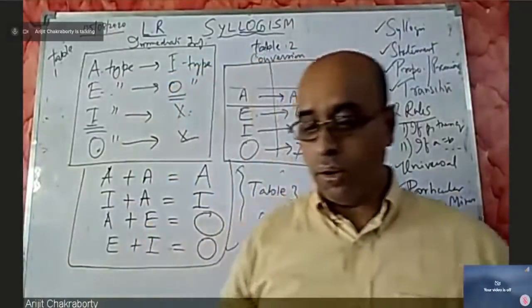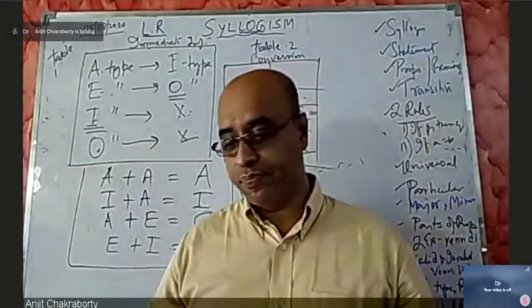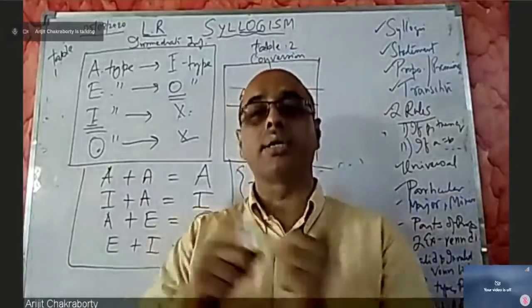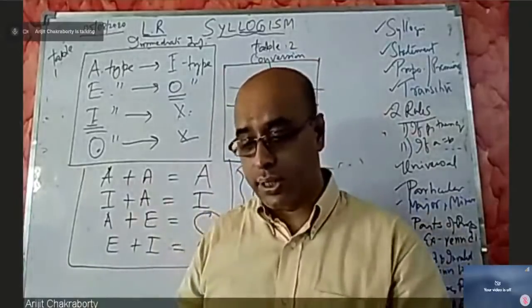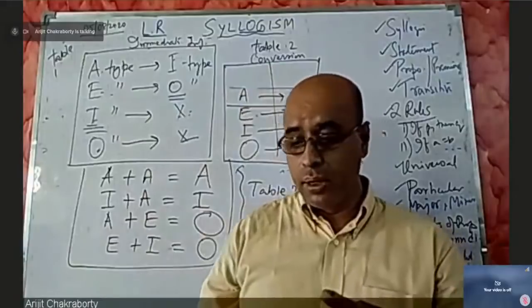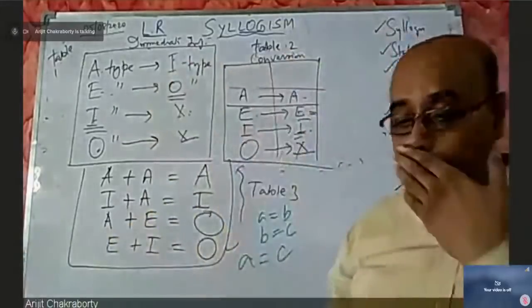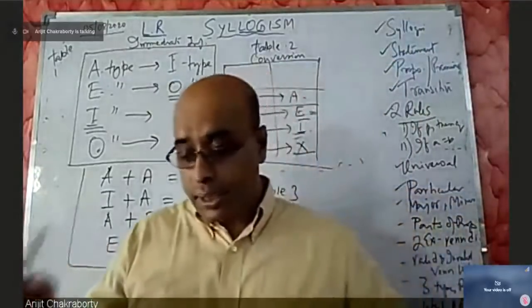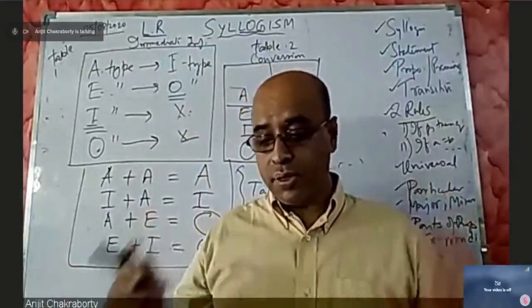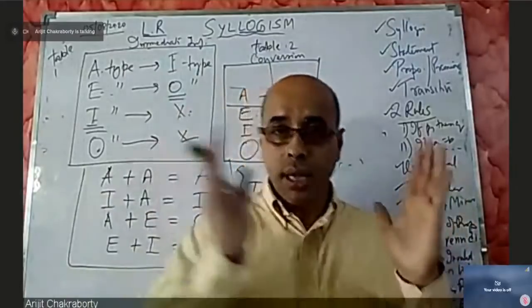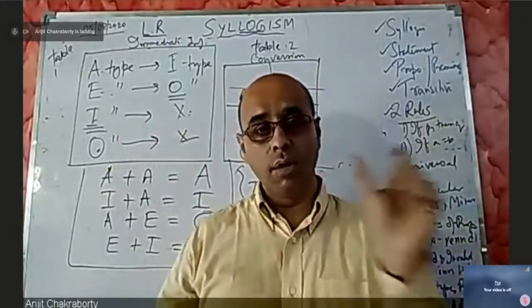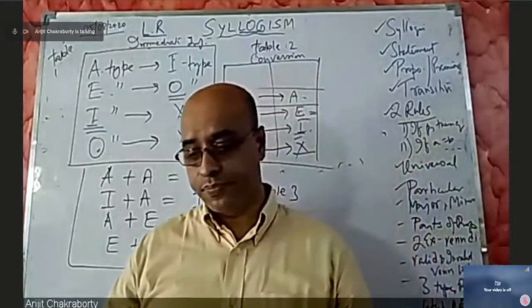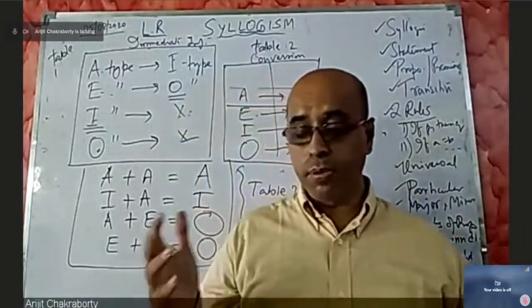Example 5. All professors are readers. All professors are writers. Two statements. If you align them using this conversion table, all professors are readers, so we can say some readers are professors. We can just realign them. Some readers are professors. And then we have all professors are writers.